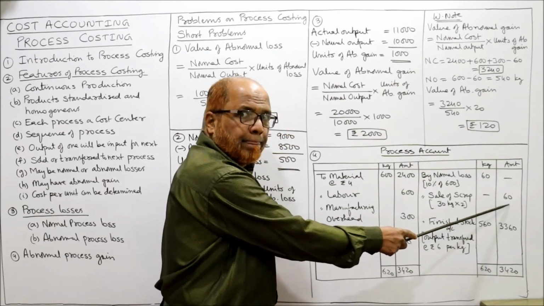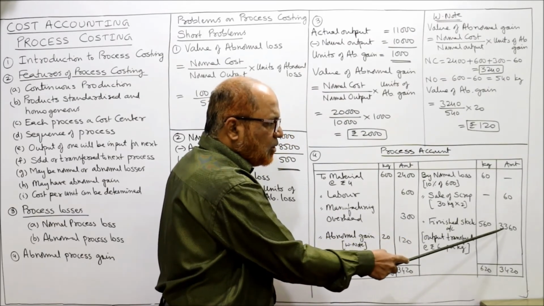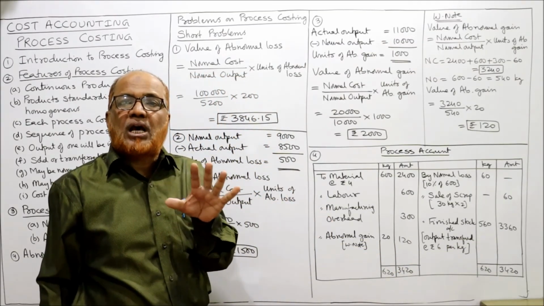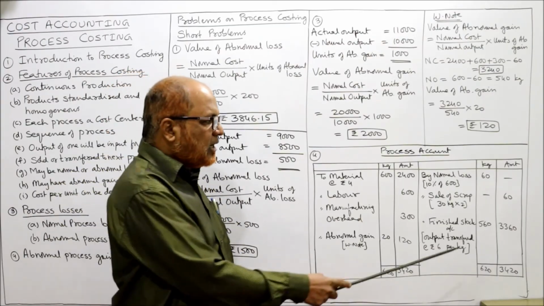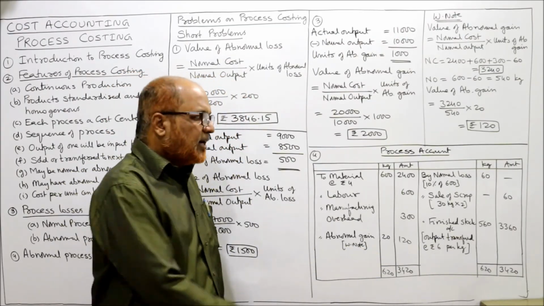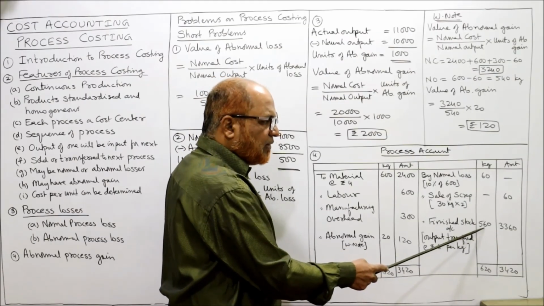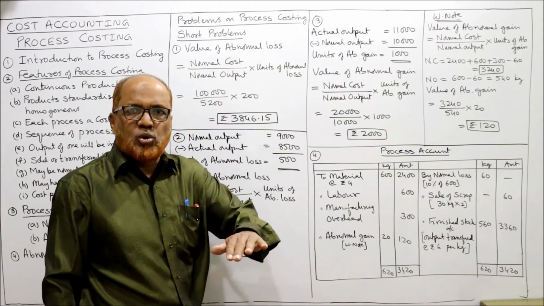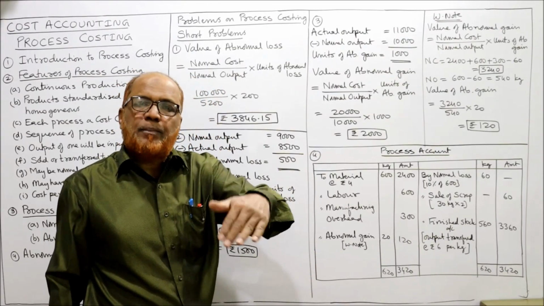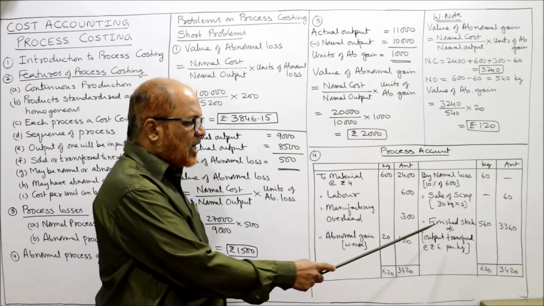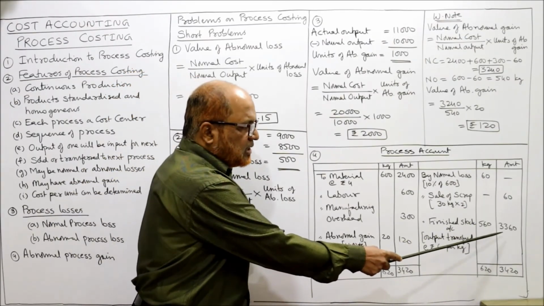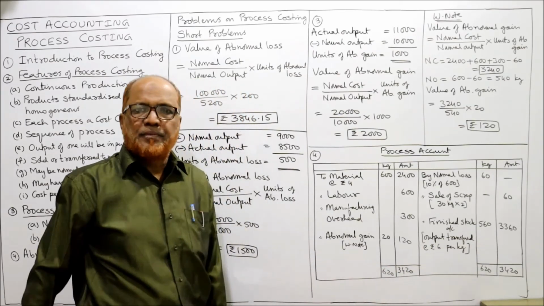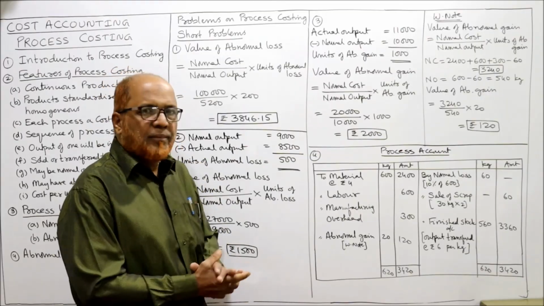3420 minus 60, you are getting balancing figure 3360. 3360 is the total cost in this process. How many kilogram is produced? 560. So divide 3360 by 560, you are getting 6 rupees per unit. So finished stock account, we assume there is no other process, directly we are passing on to finished stock. That's why we are writing finished stock account. That's it. This is the end of problem number 4.